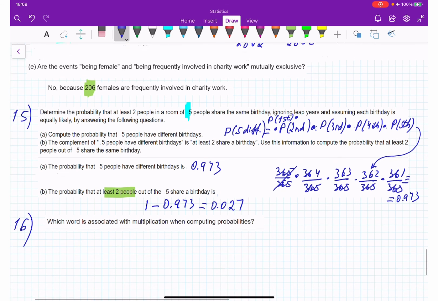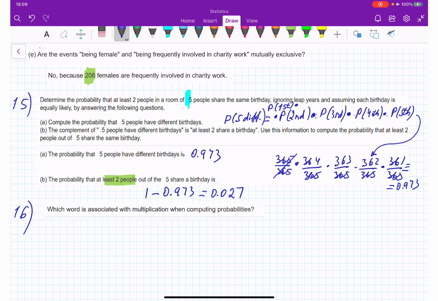And the last question, which word is associated with multiplication when computing probabilities? And I talked about it.